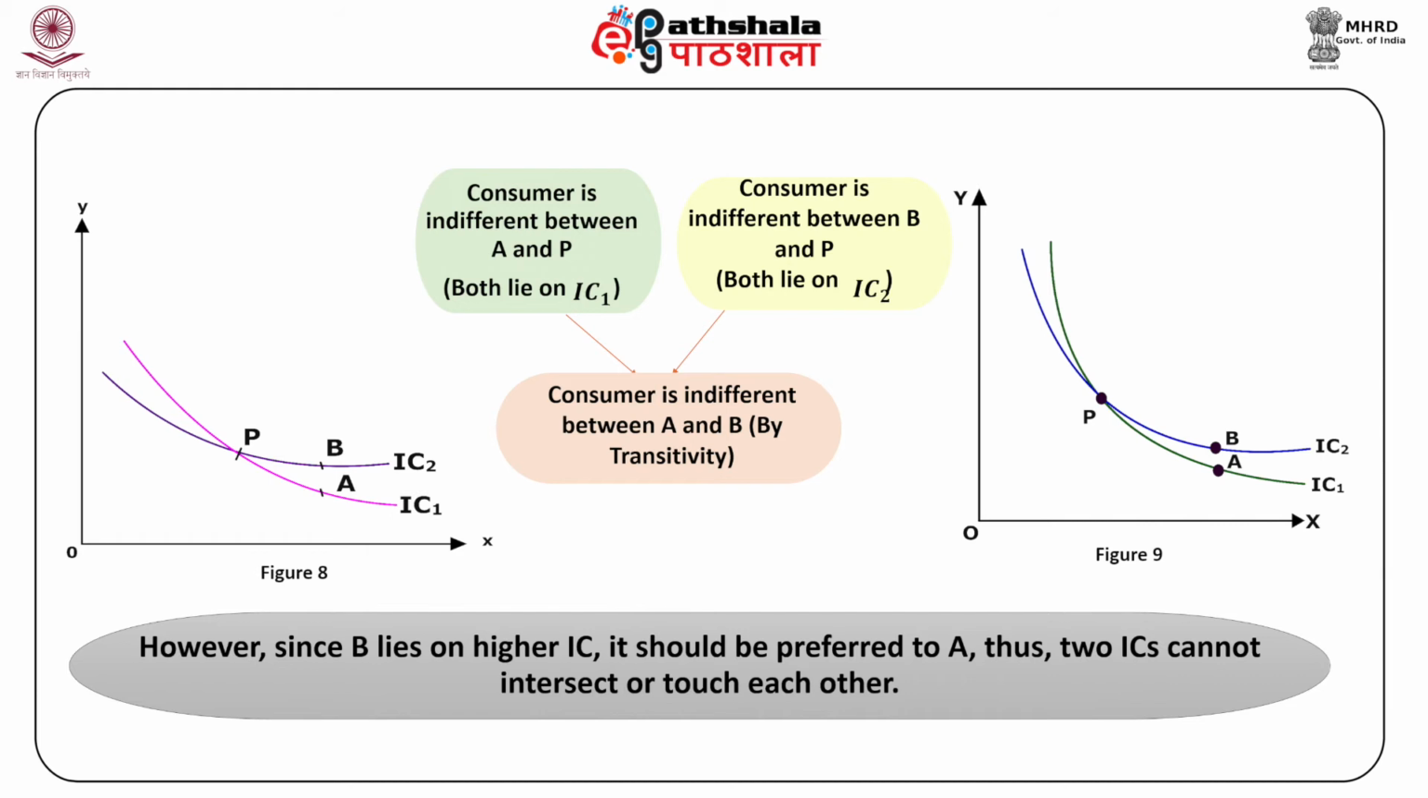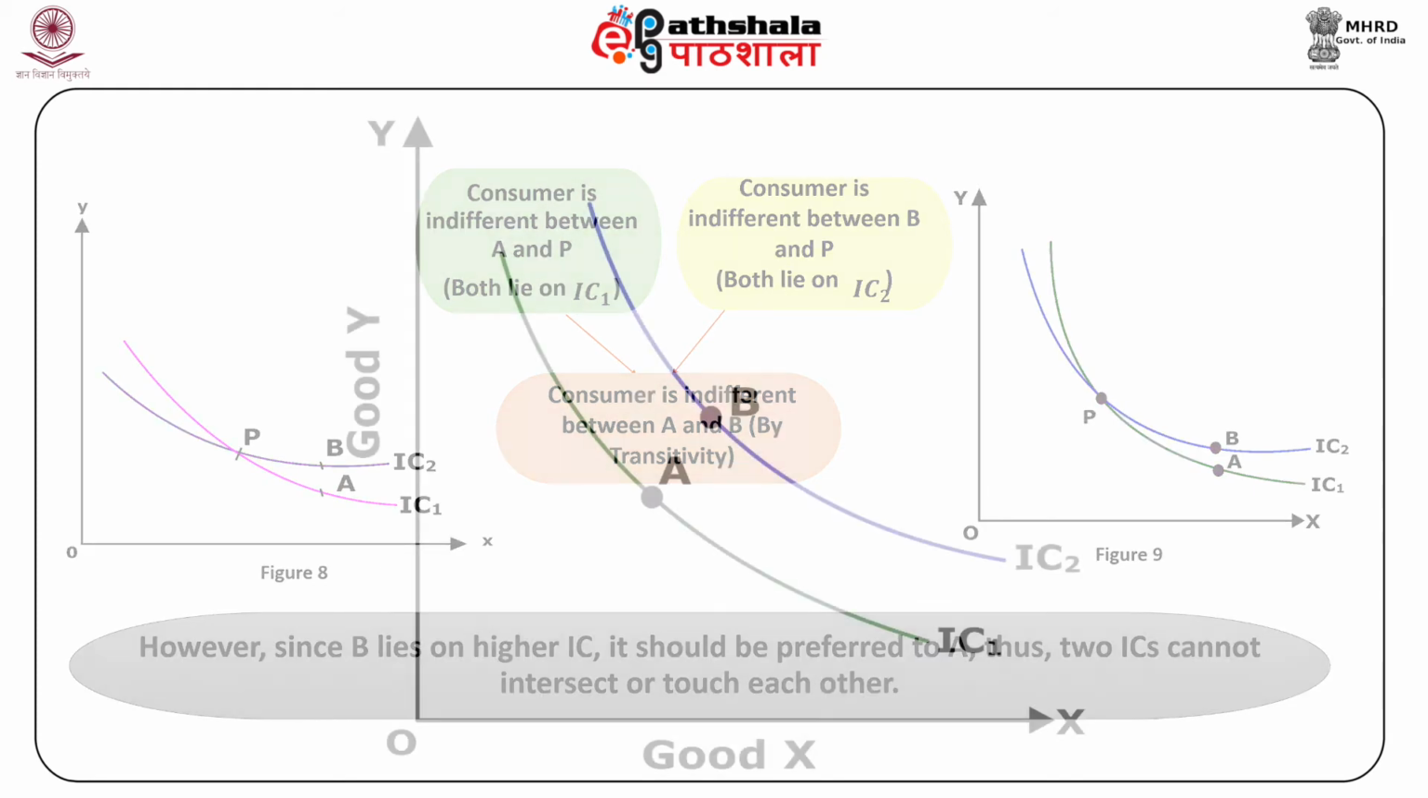If the assumption of non-satiation of preferences holds, the intersection of two indifference curves leads to a conclusion of A being equal to B in terms of utility or satisfaction, which is not possible. Therefore, it can be concluded that indifference curves cannot intersect or touch each other.